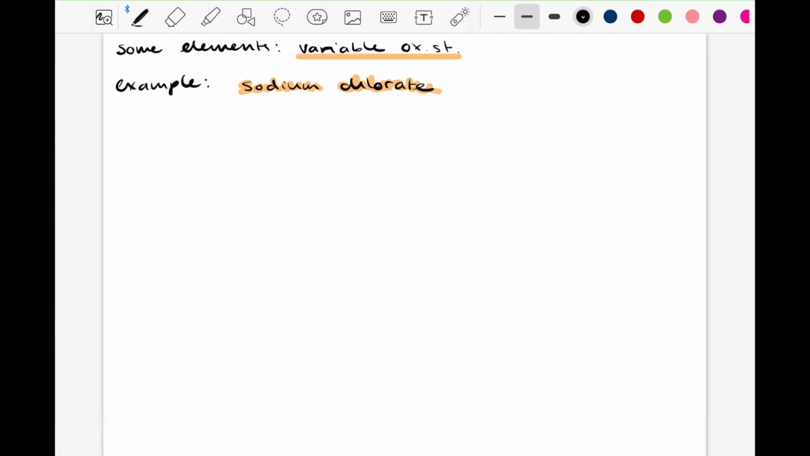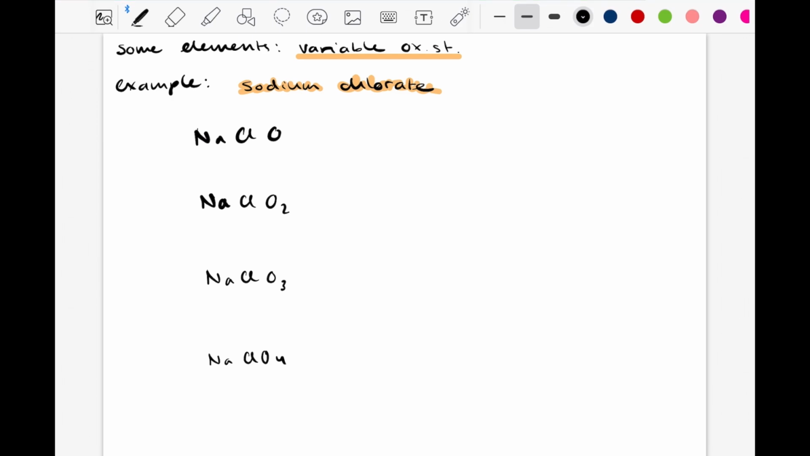Now, another way that we can use oxidation states is to find oxidation states of elements that have variable oxidation states. So for example, nonmetals have various oxidation states, and we indicate each oxidation state with a Roman numeral. So we can look at sodium chlorates, and there are a lot of possibilities. For example, we have NaClO, we can have NaClO2, we can have NaClO3, and we can have NaClO4.